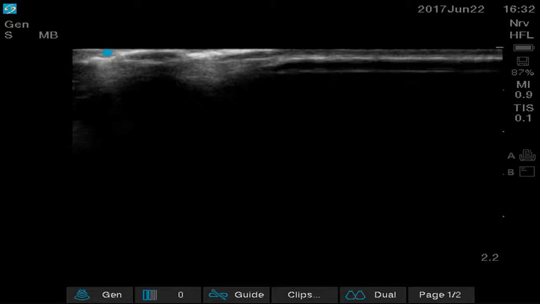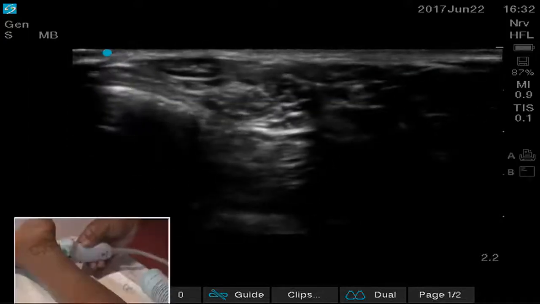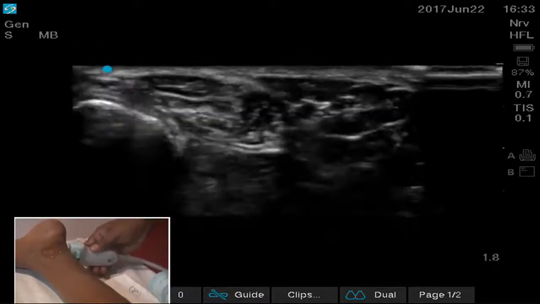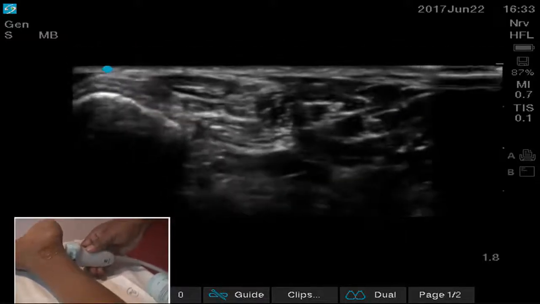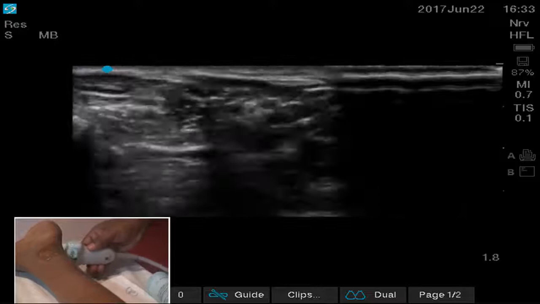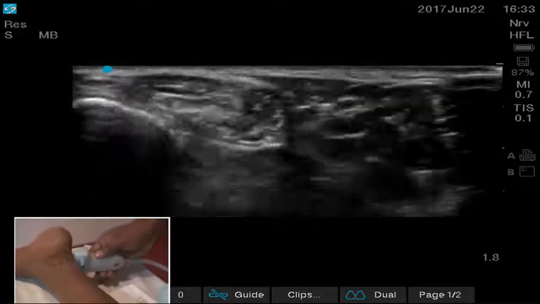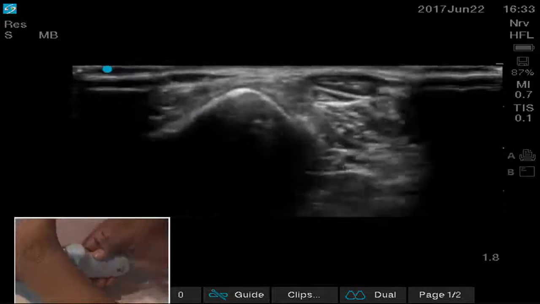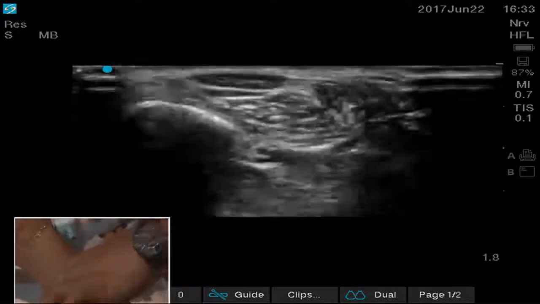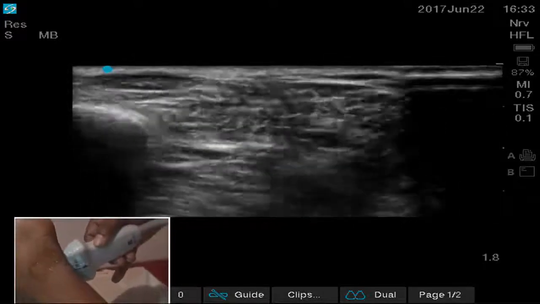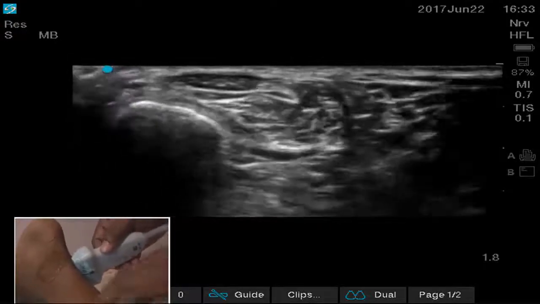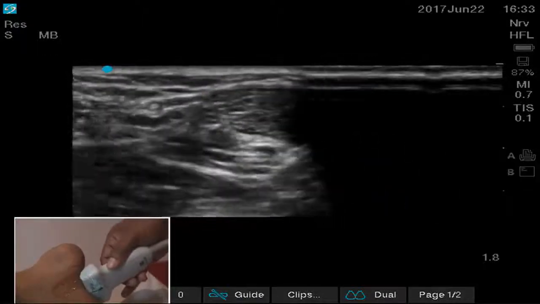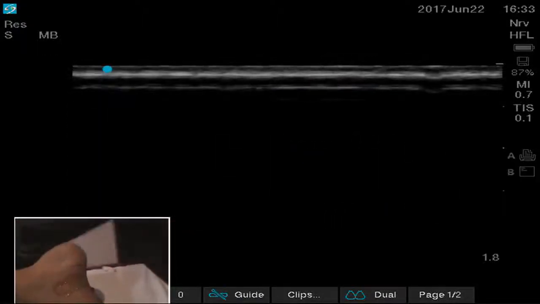Now for the sural nerve, the landmark is the short saphenous vein. Can I just take it? Now if you look at the hypoechoic structures on the lateralmost side, the small one, that is the short saphenous vein. So just this side.